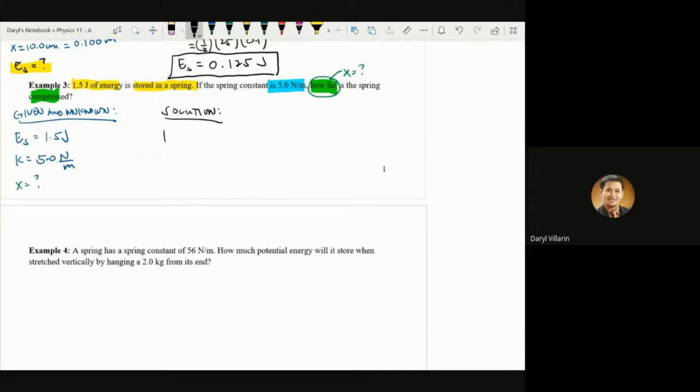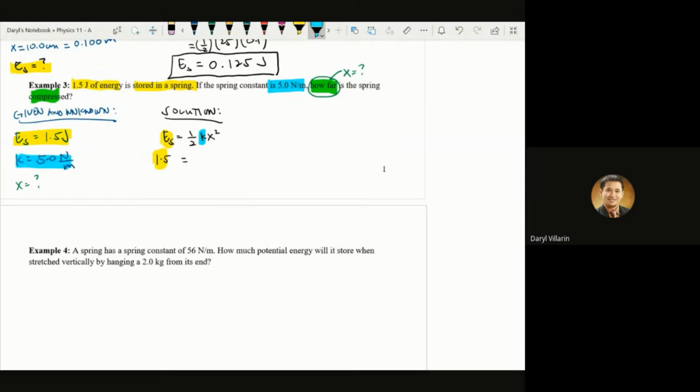E sub S is given, so maybe my starting equation is the equation for the elastic energy. So if you can see, everything is given except for x. So therefore, this particular equation is enough for me to solve for my value of x. So what you can do here is either you substitute first. So that means that I have 1.5 joules for my E sub S.